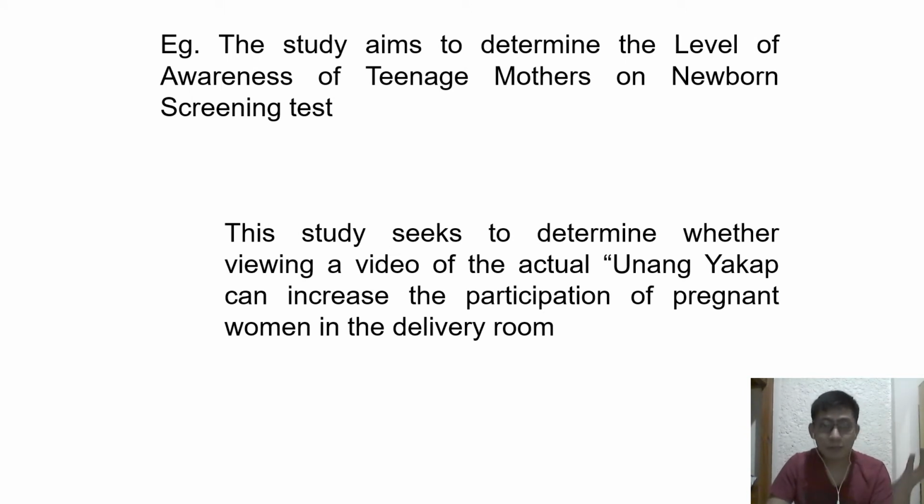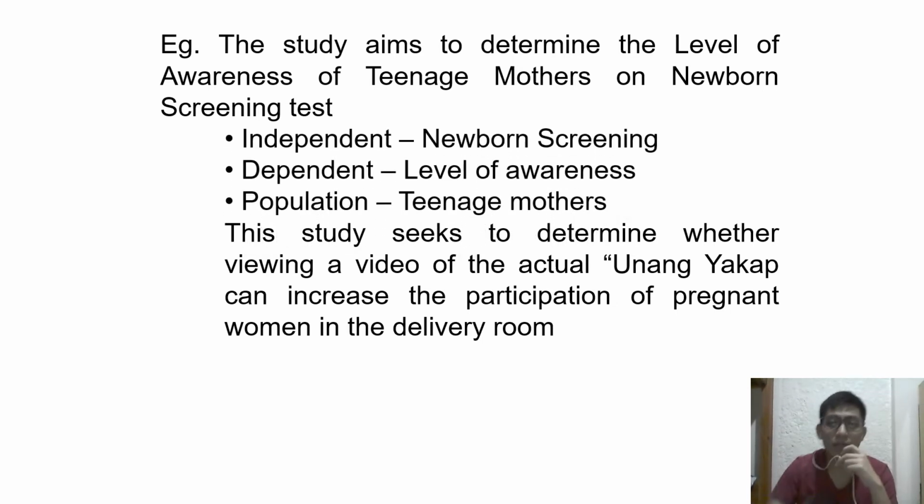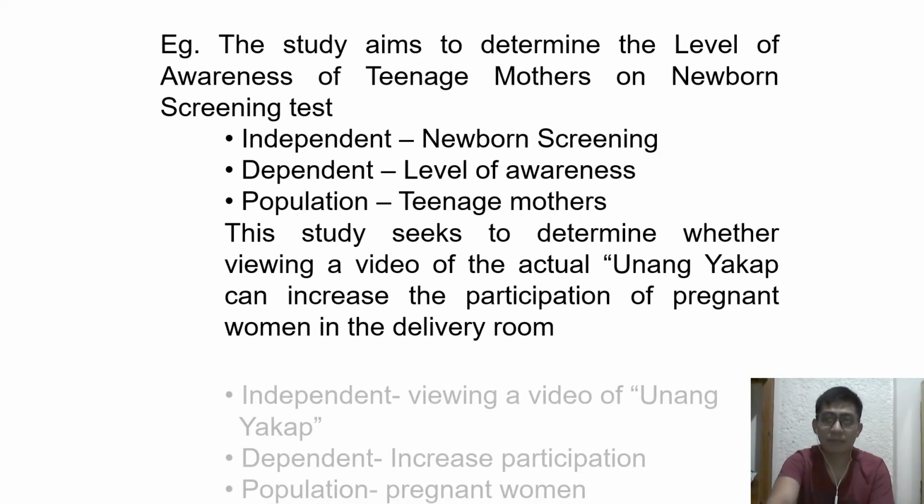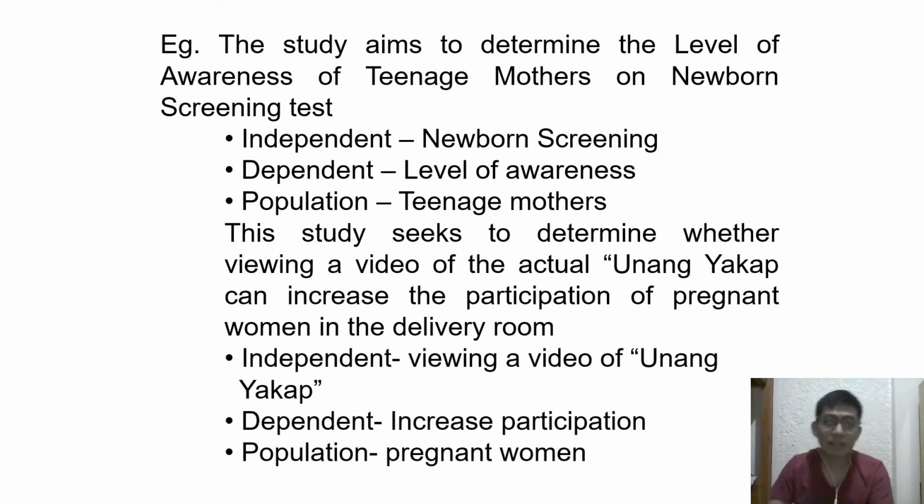Example: the study aims to determine the level of awareness of teenage mothers on the newborn screening test. This study seeks to determine whether viewing a video of the actual Unang Yakap can increase the participation of pregnant women in the delivery room. So our independent variable is the newborn screening, the dependent variable is the level of awareness, and our population is teenage mothers. In the second example, the independent variable is viewing a video of Unang Yakap, the dependent variable is increased participation, and the population is pregnant women.